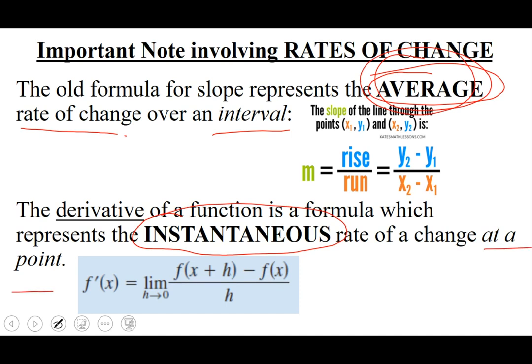Again, I can't stress how important this difference is. Being an average means you're taking into account all the values over some interval. An instantaneous rate of change means it's just at one particular instant, at one particular point. So that becomes more and more important next year, but it's good to get a little preview.